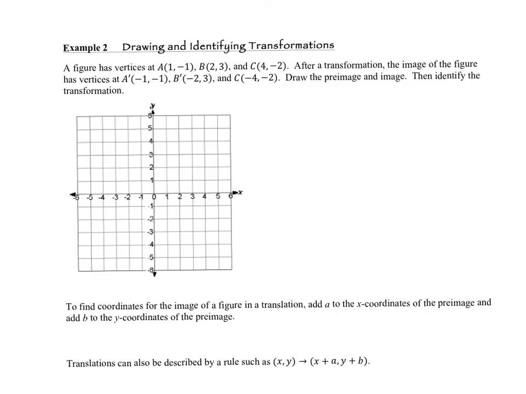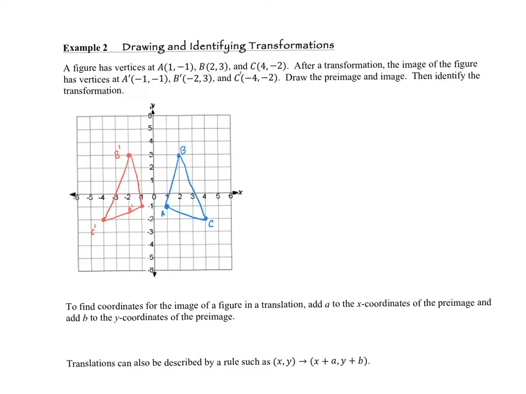Okay, in example 2, we're going to need to graph all of these points. So to do that as the first thing, and make sure you label them as A, B, C, and A prime, B prime, C prime. Here's my pre-image in blue. You might notice right away this is a mirror image.